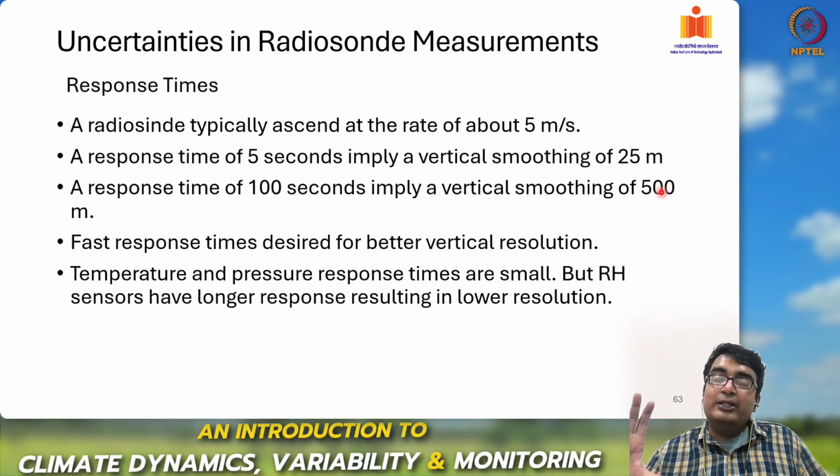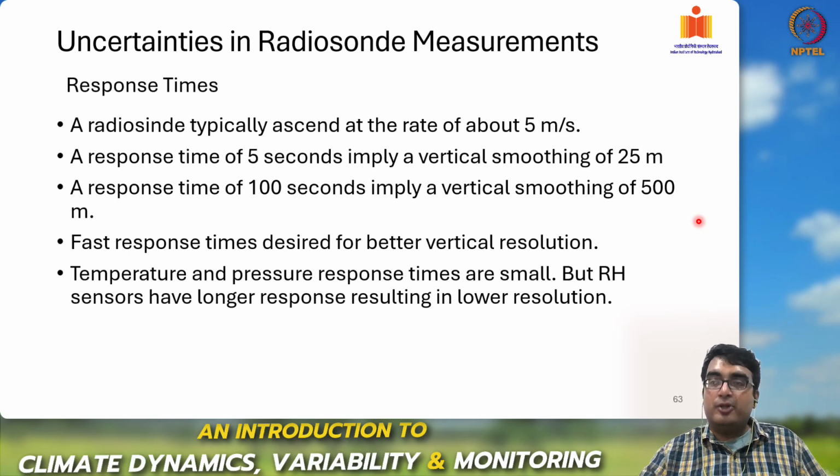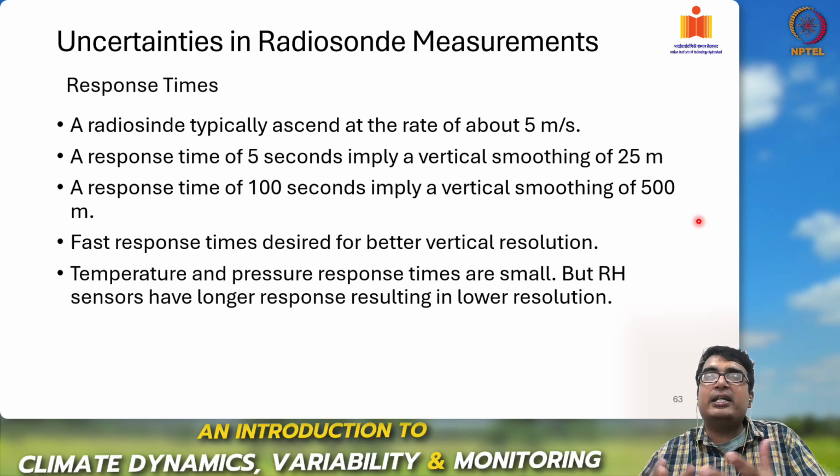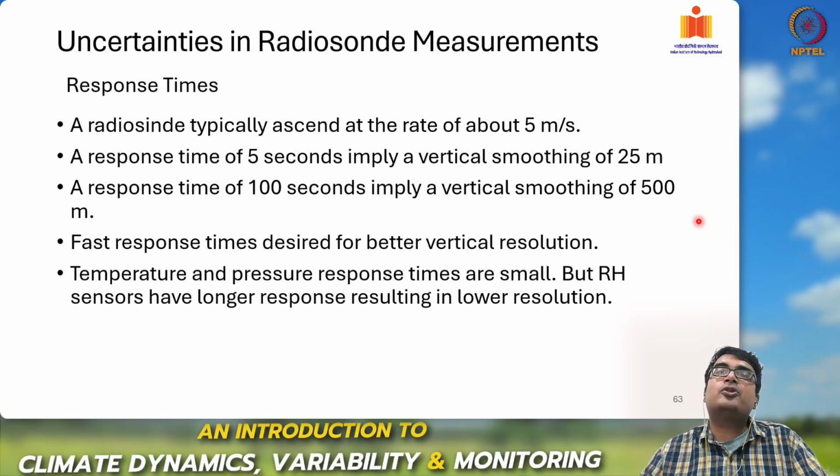Okay. So only the average value over this smoothing length can be measured by the radiosonde measurements, and this is very much dependent on the response time. Hence, a fast response sensor gives a much more resolved profile of a vertical variable, say temperature, pressure or humidity, than a slow response radiosonde sensor.